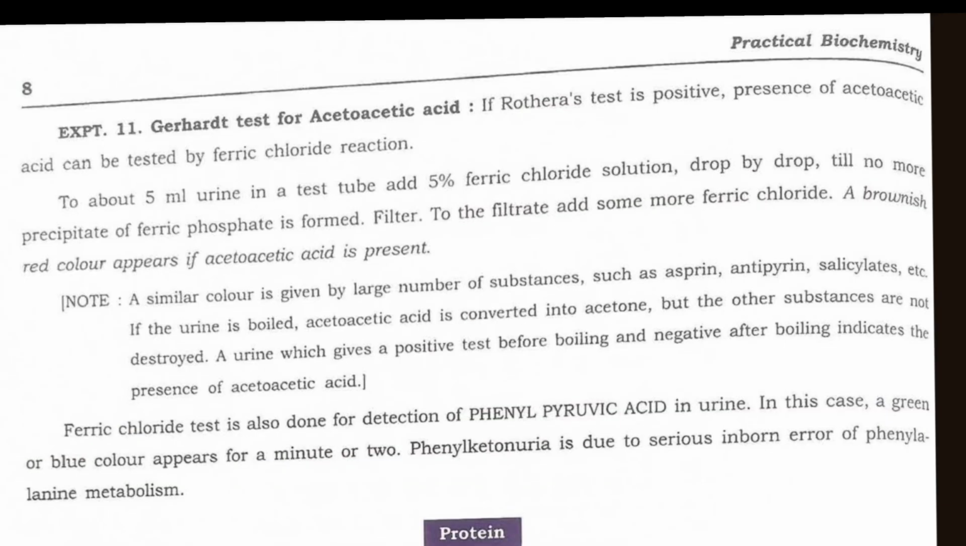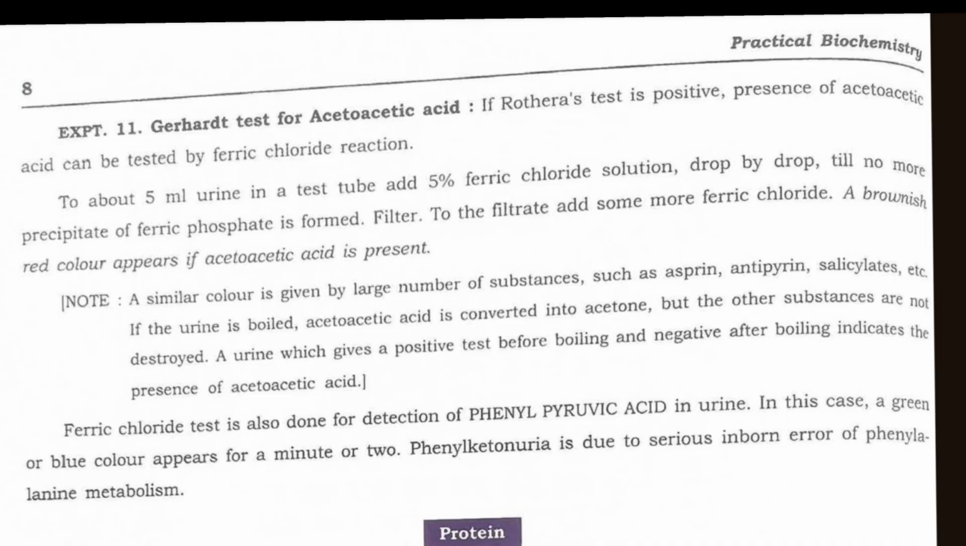Gerhardt's test for acetoacetic acid. अभी हम लोग कीटोन बॉडीज के लिए, एसीटोन बॉडीज के लिए किए, और एक है एसिटोएसिटिक एसिड के लिए स्पेशली Gerhardt's test for acetoacetic acid. तो इसमें ये तो देखते हैं क्या है इसमें. If Rothera's test is positive, presence of acetoacetic acid can be tested by ferric chloride reaction.